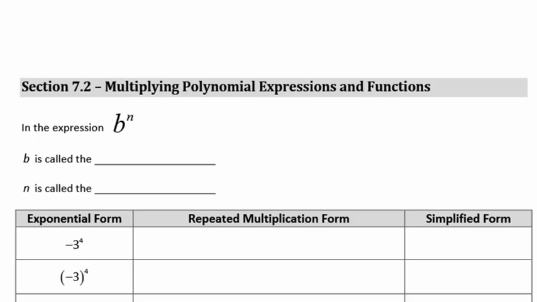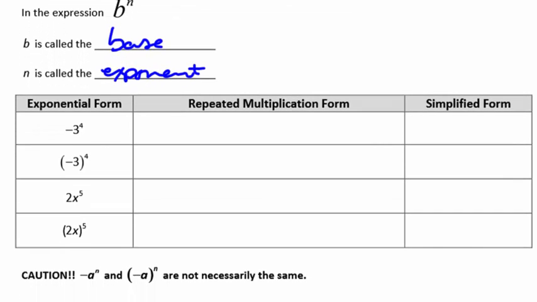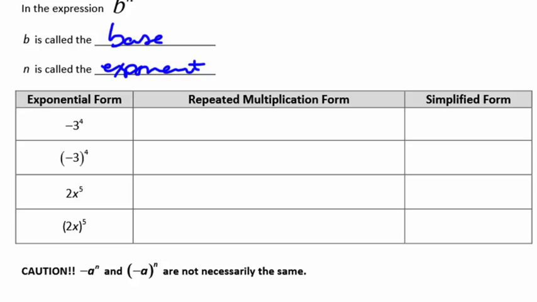Section 7.2 is on multiplying polynomial expressions and functions. In the expression b to the n, b is called the base and n is called the exponent. Exponential form can be represented in repeated multiplication form, an exponential form, or as a simplified numeric value.